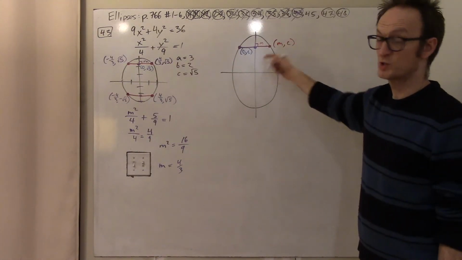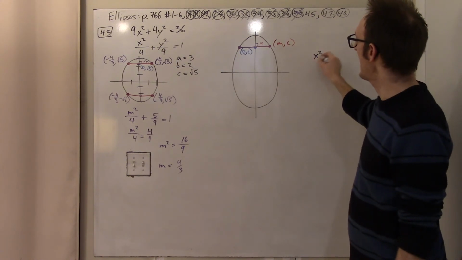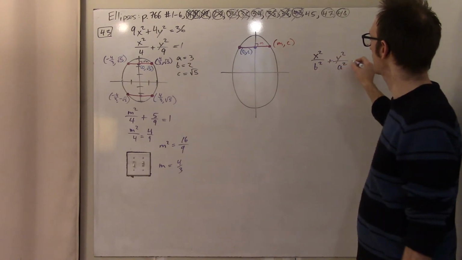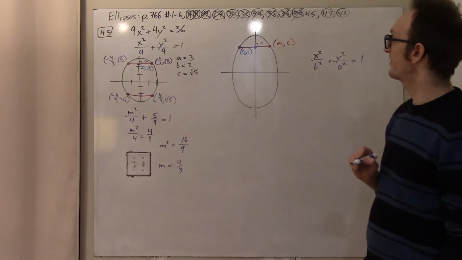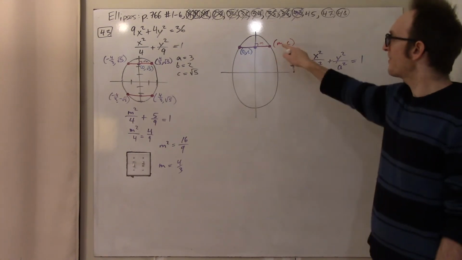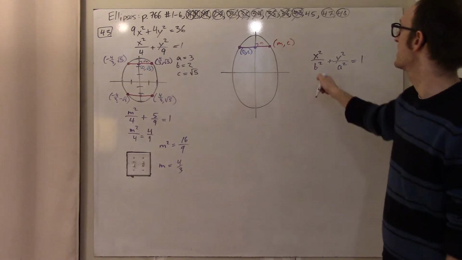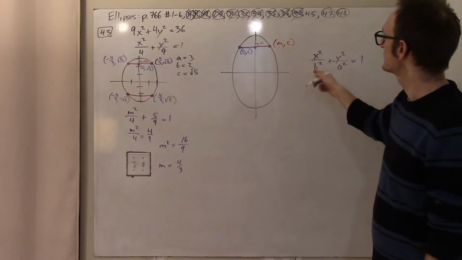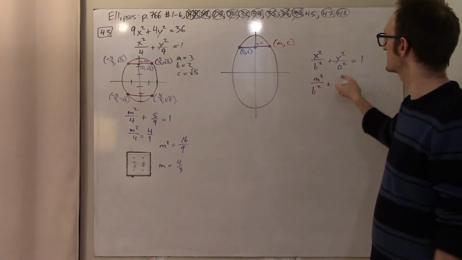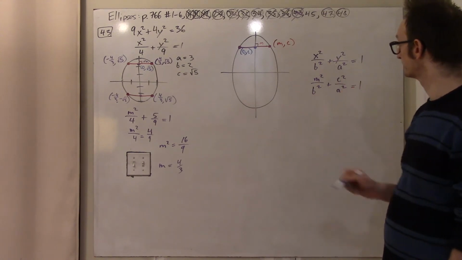What is the equation of this generic vertical ellipse? It's going to be x squared over b squared plus y squared over a squared equals 1. If I plug in this point (M, c), which I know must be on the ellipse, then I can figure out what M is. So if I plug M in for x, I get M squared over b squared, plus, for y, I plug in c, and I get c squared over a squared equals 1.